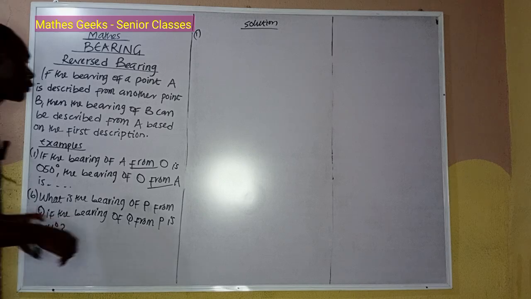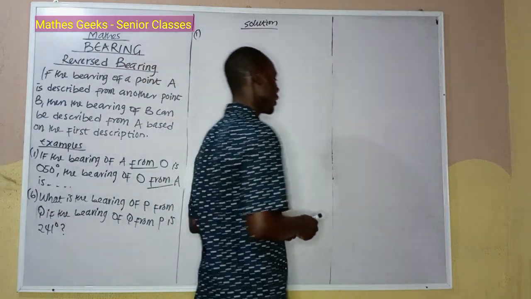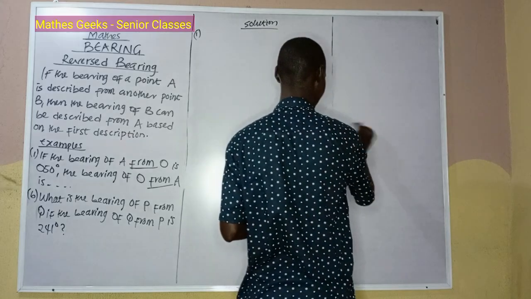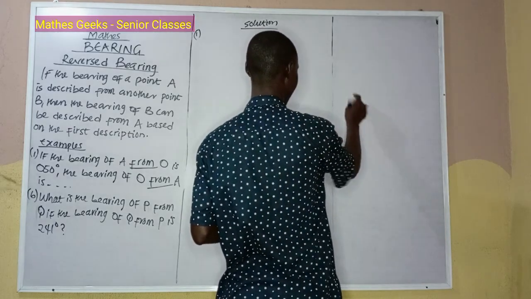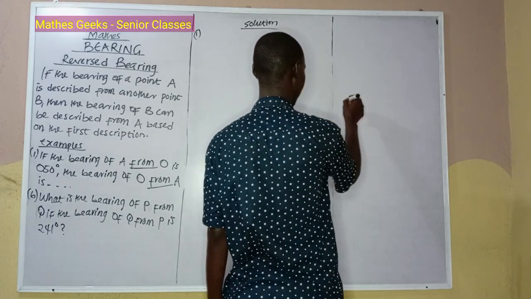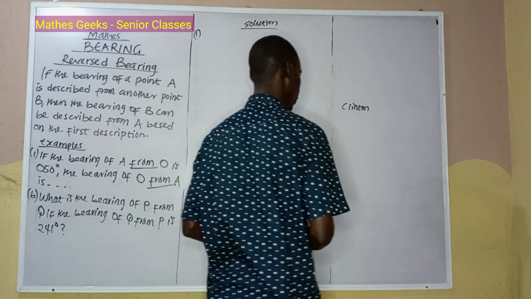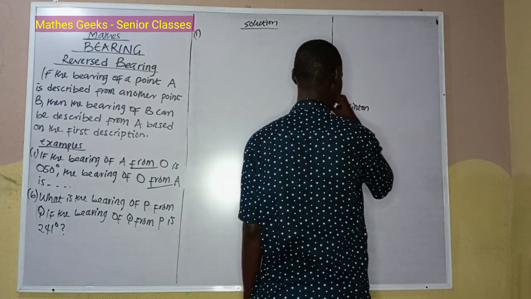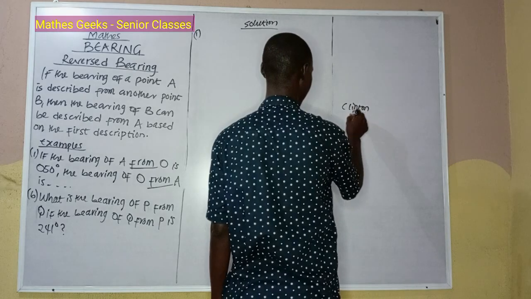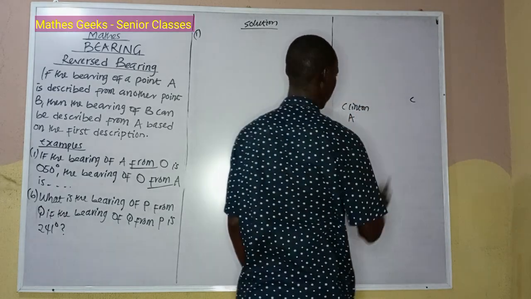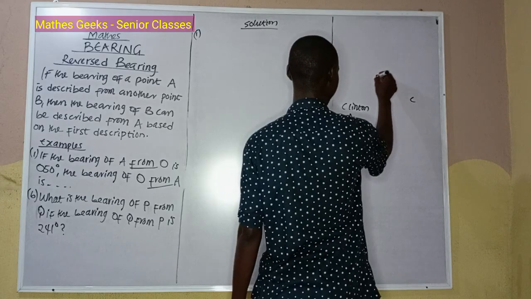Let me make a reference. When we say the word from, it tells you where you are starting or where the bearing was plotted. So let's call Clinton, for example. Clinton wants to move to point A. Clinton is at point A now. He wants to move to point C. Okay, point C, and let's say point B is here.